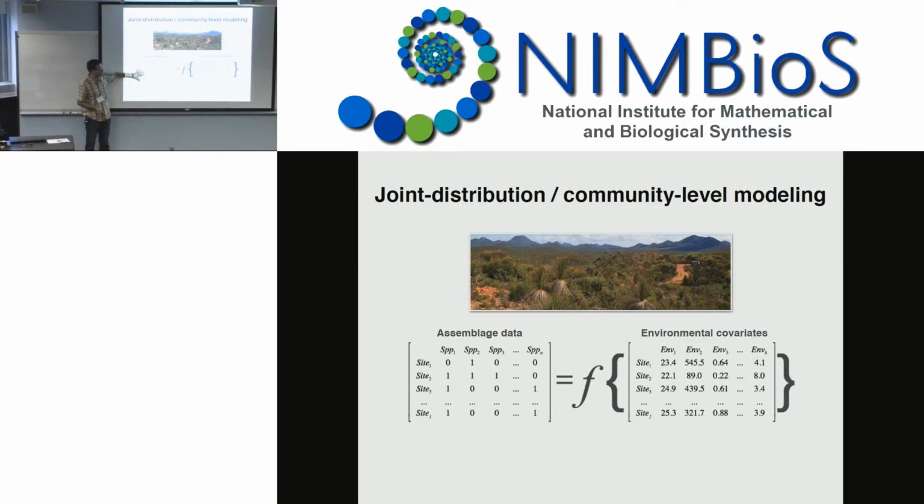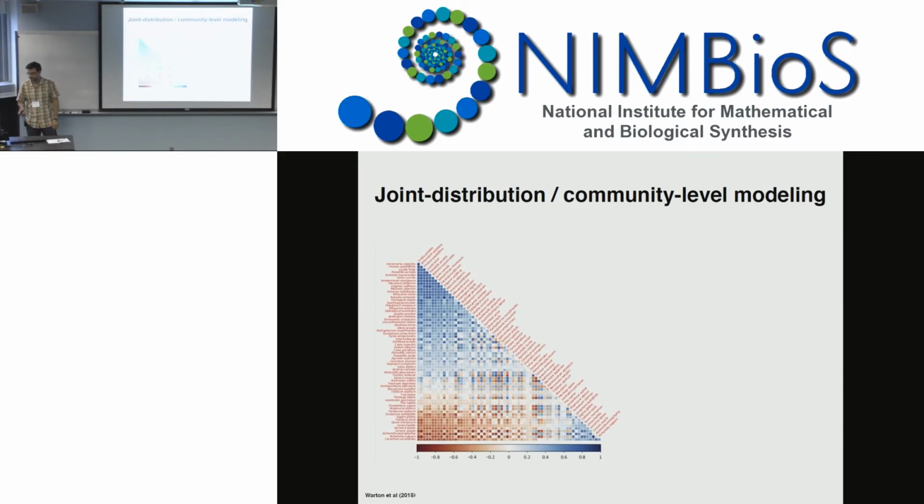And so, a joint SDM framework might model these conditional on the presence or abundance of other species. A community level model might model this matrix in a number of different ways, looking at overall response functions at the community level, that sort of thing.